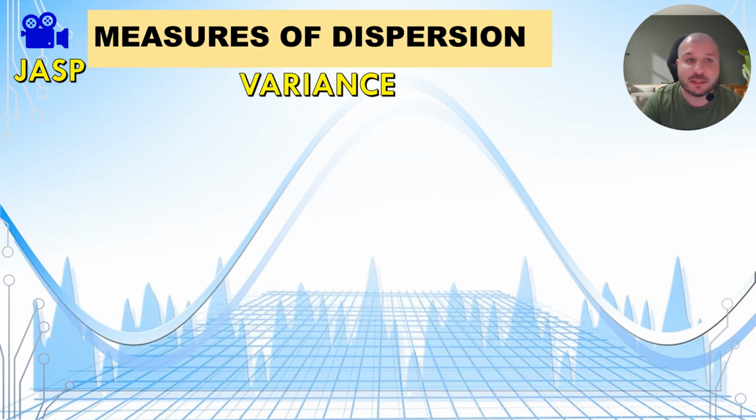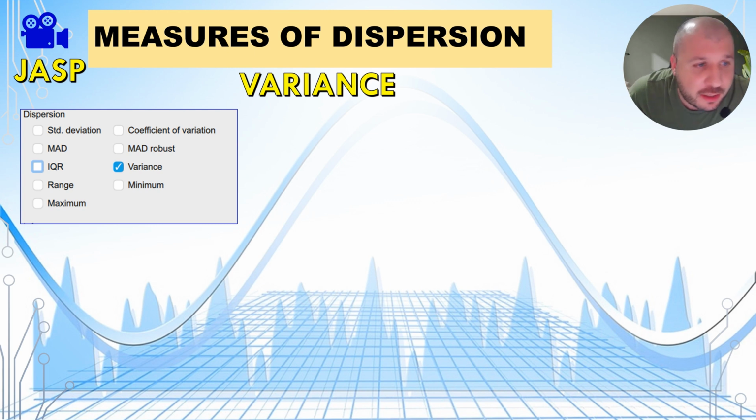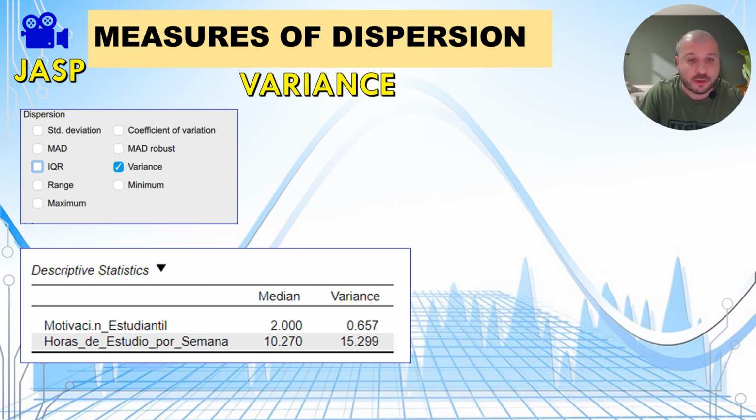So let me show you how we carry that out in JASP. We have to click on the variance, you see here, okay, and then we get the answer. The variance here is very small, so it kind of coincides with the standard deviation. But in the case of study hours per week, we see that the variance is too high, so maybe there is a problem of variability here, and we have students with very high values, and the data might be a little bit skewed. We're going to see that with the data distribution test, right? Which is the last thing we're going to be seeing in today's video, okay?